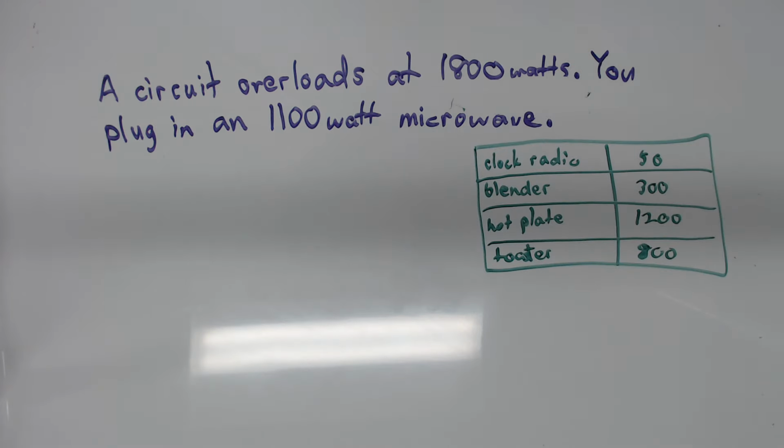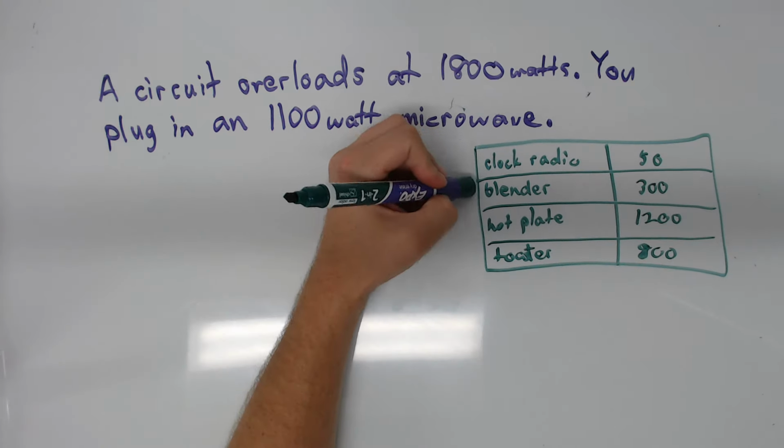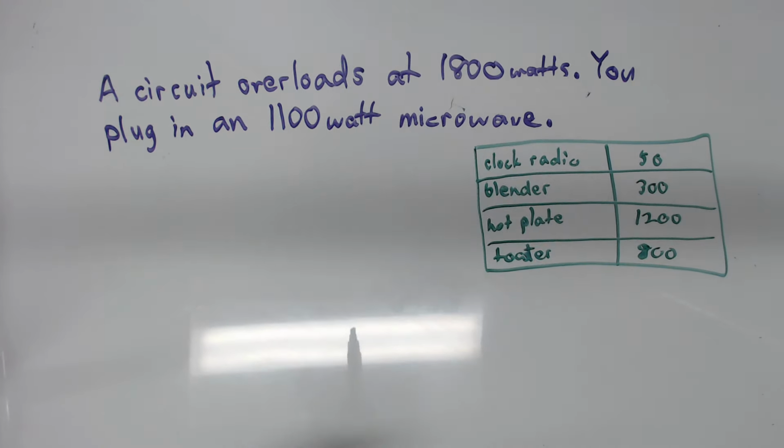Part B of the problem asks us, what other stuff could we add to our outlets? And so we've got a little table of stuff that has its own watt measurements here.